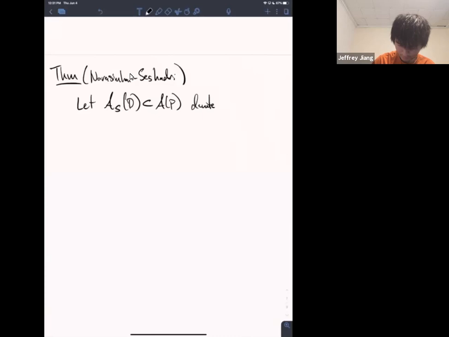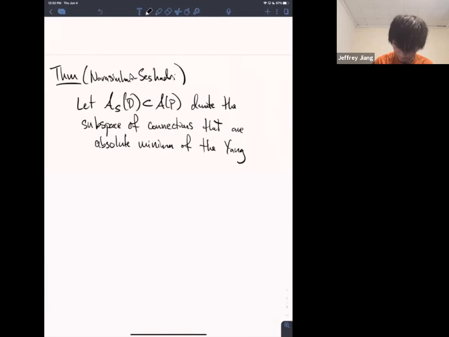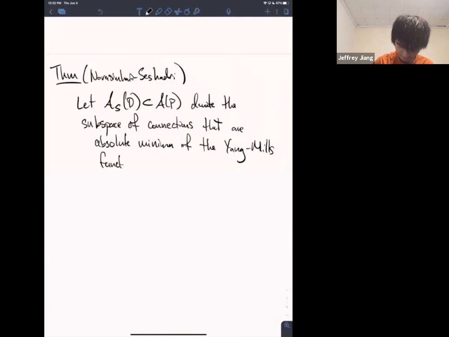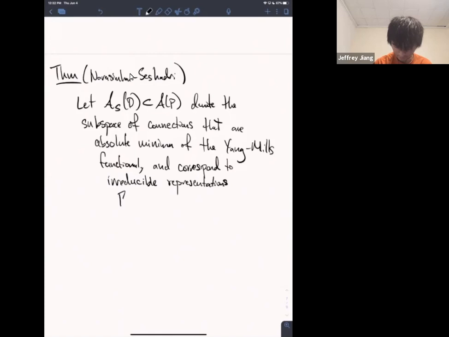Denote the subspace of connections that are absolute minima of the Yang-Mills functional. So in particular, they exist. And they correspond to irreducible representations from this group that we defined last time, which is like some central extension of pi_1 of X to the unitary group.